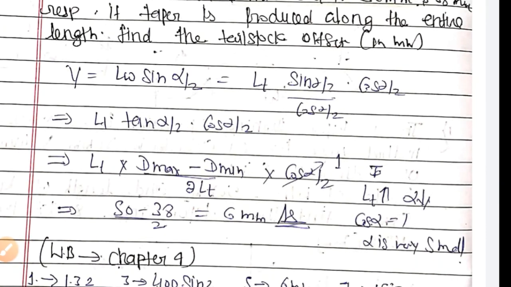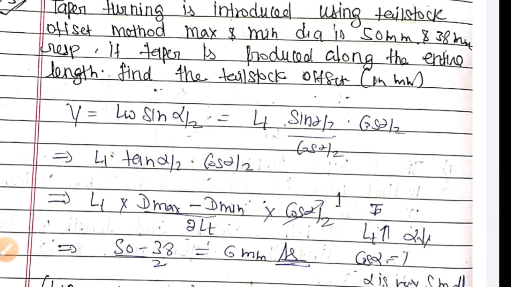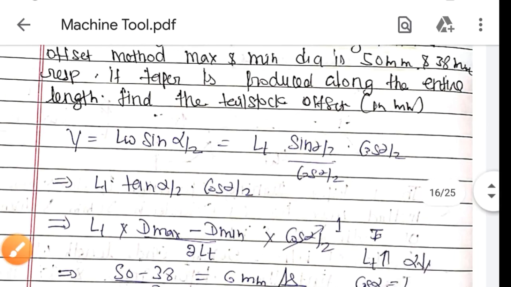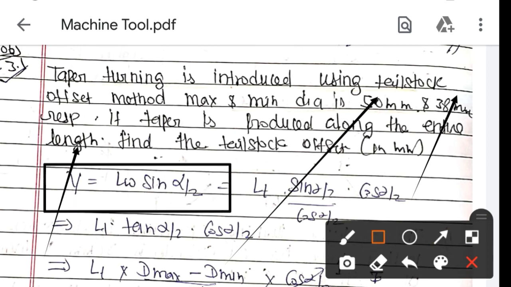This is one of the important questions over here. Taper turning is introduced using the tailstock offset method. Maximum and minimum dia is, this is the maximum, this is the minimum dia respectively, if taper is produced along the entire length. Remember this line, entire length. Find the tailstock offset in mm. We have to find what is the y. So from the formula we know y is equal to length of the workpiece into sine alpha by 2.